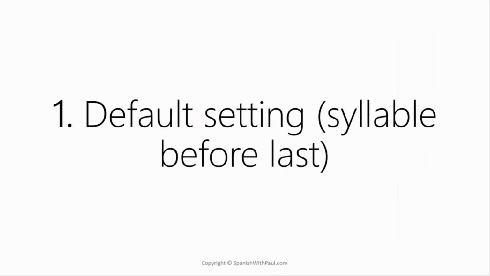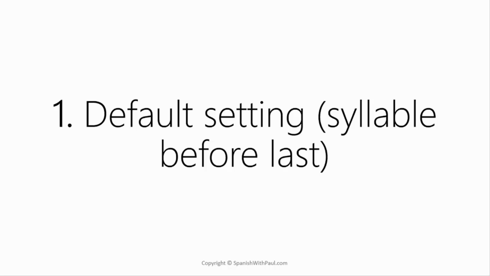Let's quickly review all this now. So the first thing to realize is that there is a default setting in Spanish where you stress the words, and that normally happens on the syllable before last. So if you have a word with 2 syllables, you're going to stress that first syllable because it's still the syllable before last. Or if you had 3 syllables, it would be the second syllable that you stress, or 4 syllables in the word, it would be the third syllable that you stress.